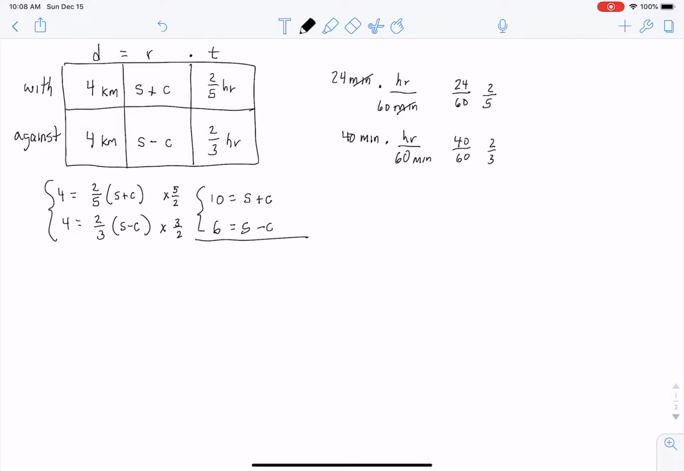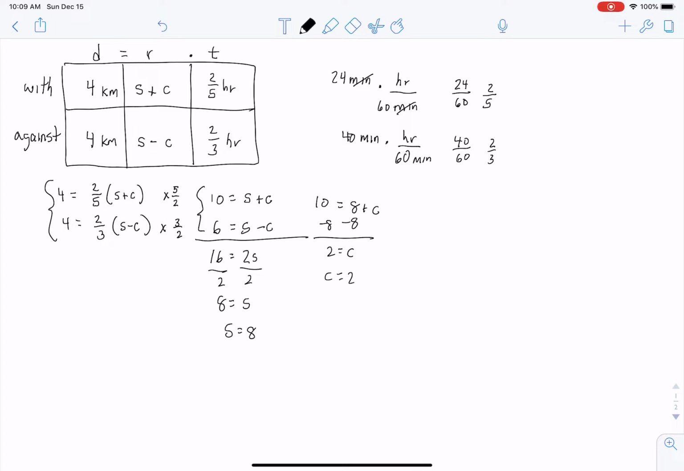So I'll add both, and I'll get 16 equals 2S. Divide by 2, 8 equals S, where S equals 8. And then we have 10 equals 8 plus C, subtract 8, we get 2 equals C, so C equals 2.